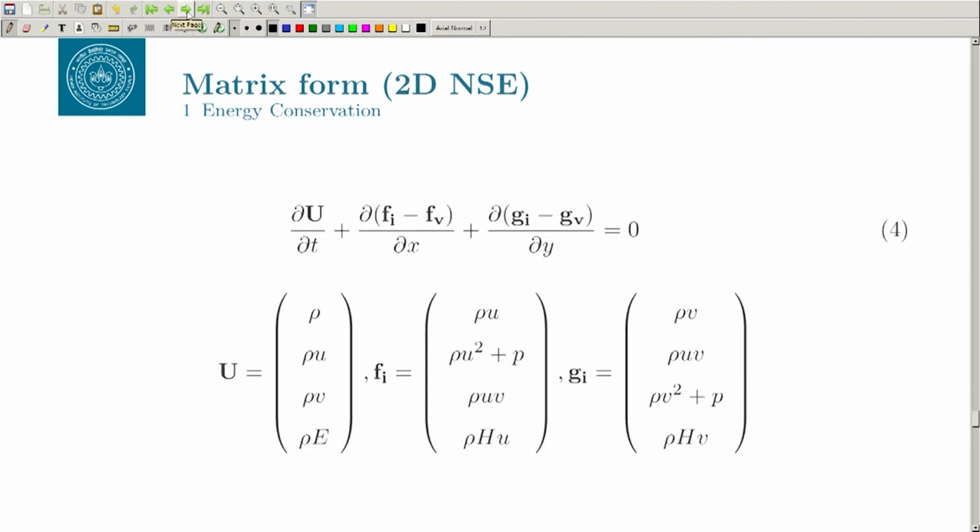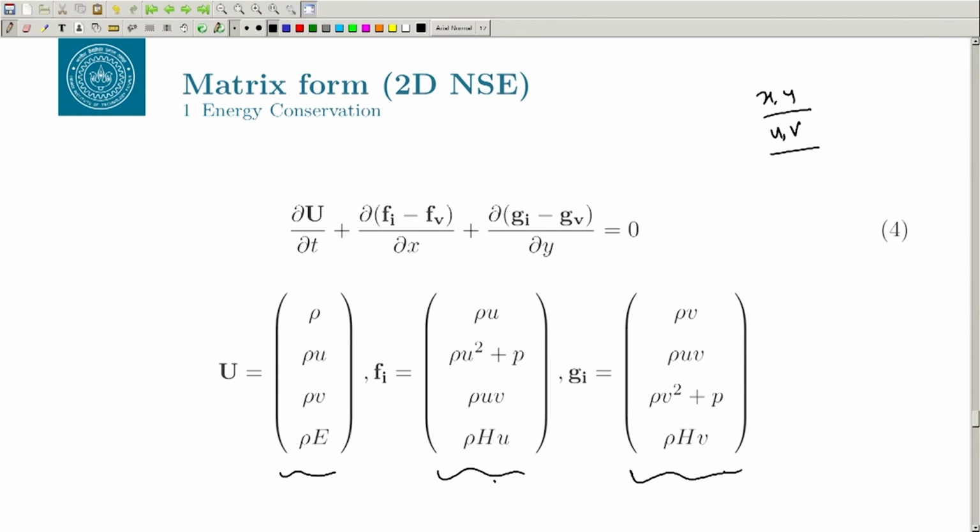If you go to the 2D flow, you can just expand it. Now, instead of one direction, you have two directions x and y, and similarly you have two velocities u and v. So, the d by dt term will have rho, rho u, rho v and rho E. And then you will have fluxes. You can have the inviscid fluxes, which are shown here. It is just the expansion of the 2D equations from the tensor form to the matrix form.